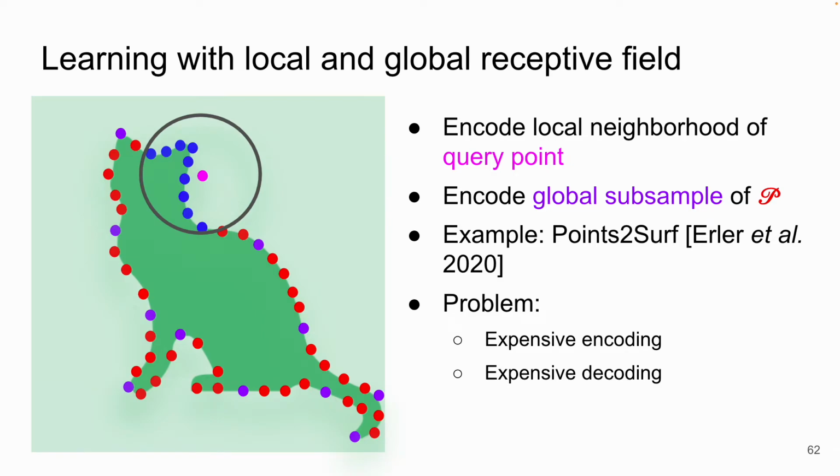So now what would be great is if we could have a combination of both local and global receptive fields to share their benefits. And this is what is done in Points2Surf. This approach encodes a local neighborhood of the query point and a global subsample of the whole point cloud, which mainly helps to distinguish inside and outside space. But again, depending on the size of the global subsample, encoding it can be slow. And the local neighborhood still has to be computed for each query point.